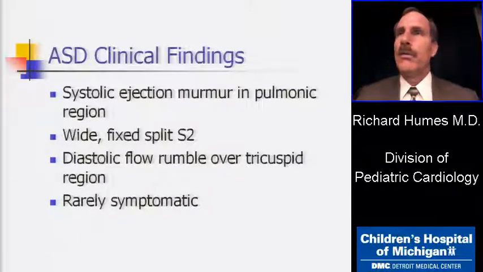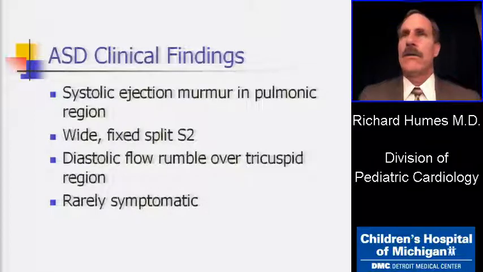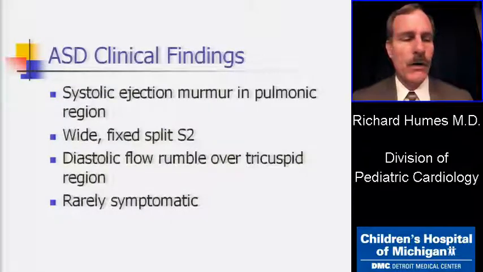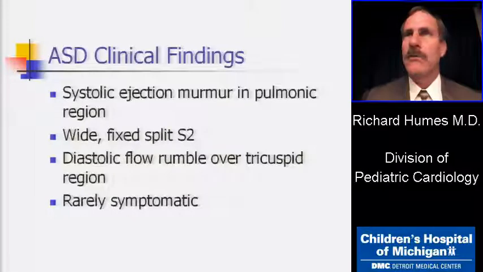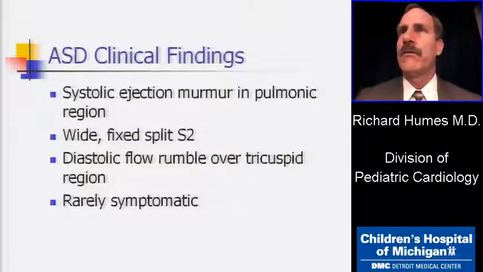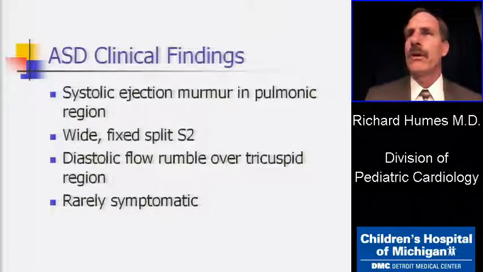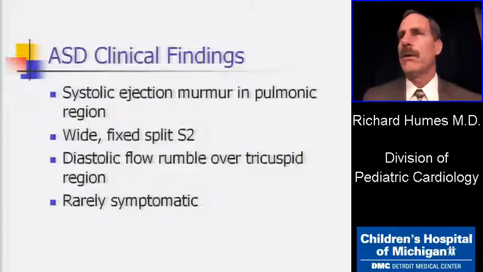This will also produce both wide and fixed splitting of the second heart sound, and again, that's a very important physical finding. If you see that on a test question, you know they're talking about atrial septal defect. Wide and fixed splitting of the second heart sound, fixed meaning it does not vary with respiration. And this happens because of the loss of buffering of pressures between the right and left atriums that normally occurs with respiration.